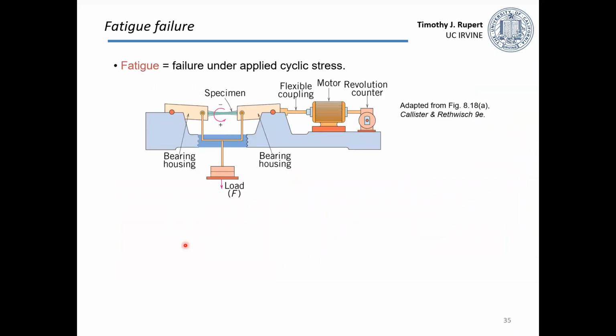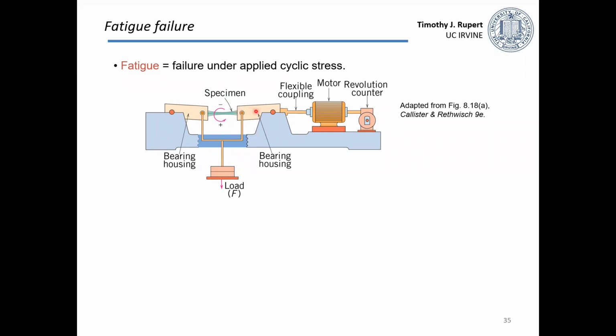So one of the ways we can actually test this, if we take a material we want to understand this type of behavior, we can do what's called a rotating bend test. In this case, the sample is put in the middle. A load is put on it, so this material is bent. And what happens in this case is that this part right here is in tension and the top is in compression. Now, you could do a bending test where you just bend a sample until it breaks.